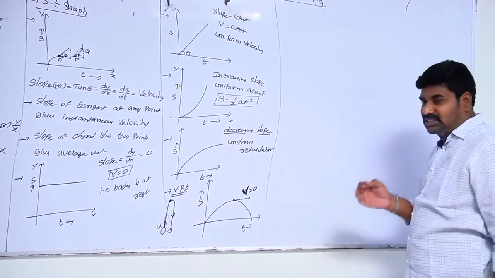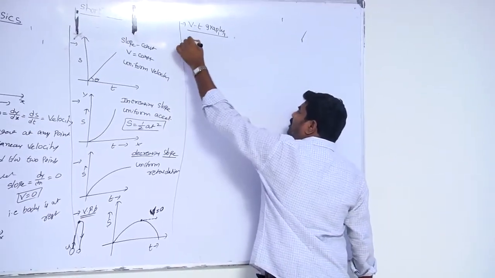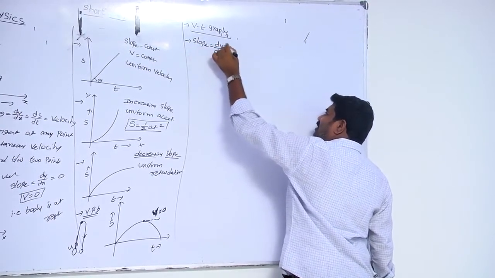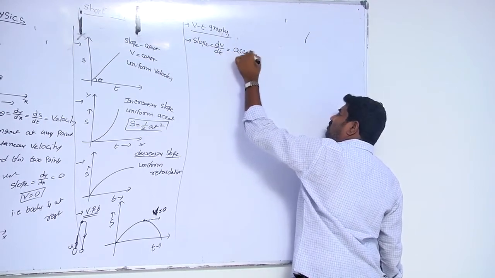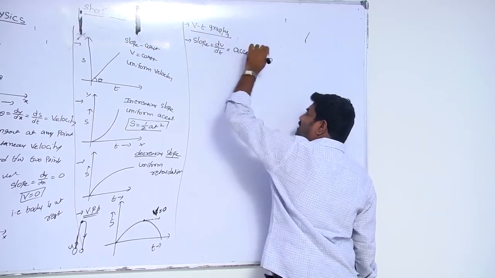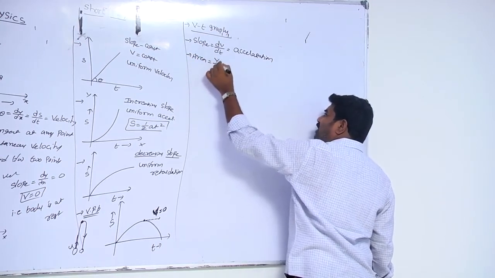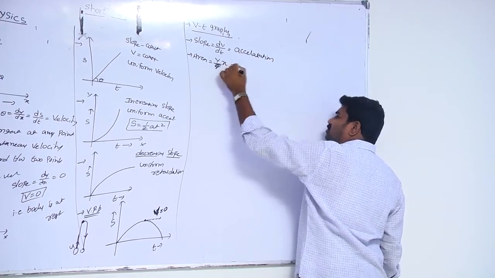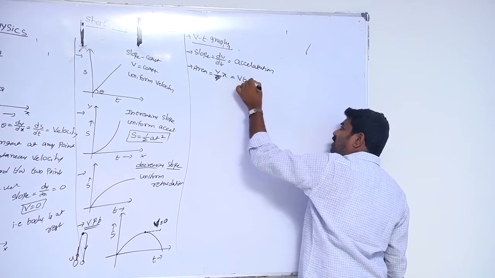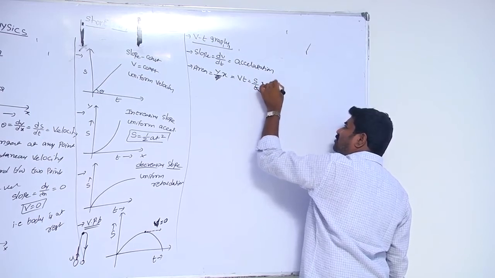What is the velocity-time graph? In this velocity-time graph, the VT graph, what is the slope? Slope is nothing but dV by dt, that is nothing but acceleration. So the slope of the VT graph gives acceleration. What is the area under the graph? Area is equal to y into x. Y is velocity and x is time, so that is v into t. Velocity is displacement by time, into t, that is nothing but the displacement.